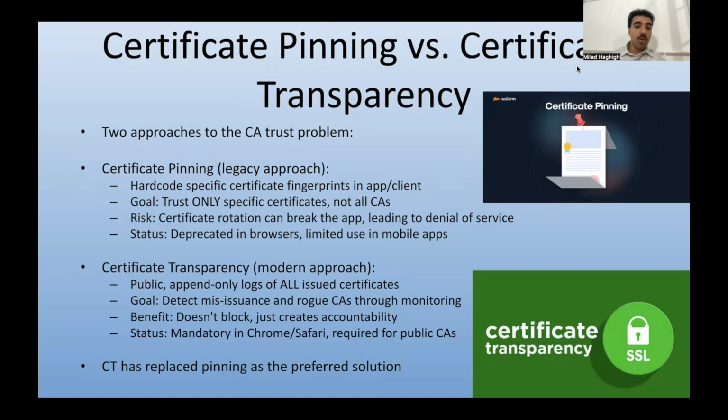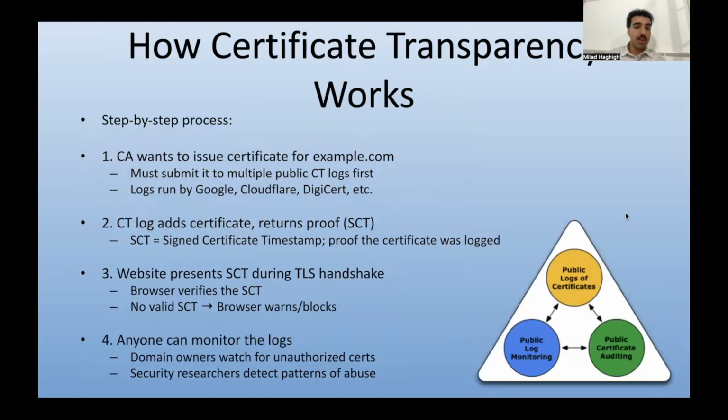Certificate transparency is the modern approach, and it's actually the preferred solution. It has public append-only logs, and it wants to just monitor all these certificates that have been issued. It doesn't actually block anything, it just creates accountability, and it's mandatory in Chrome and Safari and it's required for public CAs.